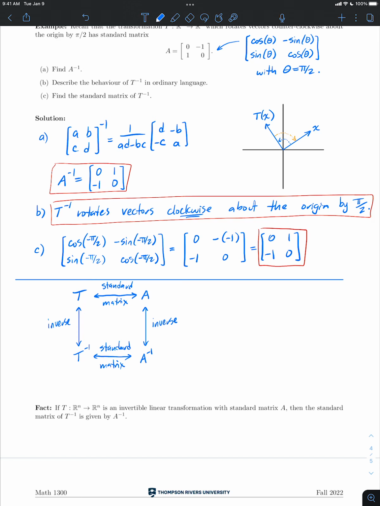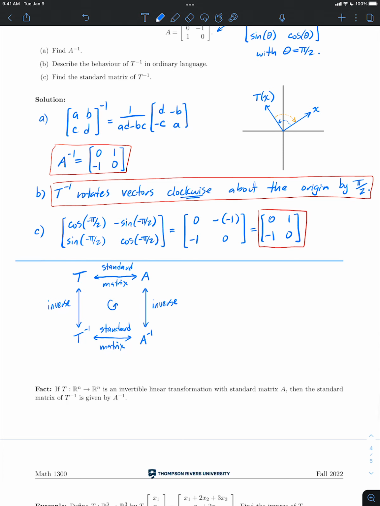Is that always going to happen? Is it possible that if you start with a transformation T, figure out its standard matrix, and take the matrix inverse of that standard matrix, you could go the other way around this diagram, find the inverse of your transformation, then find the standard matrix of your inverse, but then not end up with the same matrix? And actually the answer is no, that'll never happen. So this diagram commutes. This is what we say in mathematics. That's what that symbol means. It just means no matter which way you go around this diagram, you're going to get to the same place. You're going to have the same outcome. So that's what this fact is outlining.